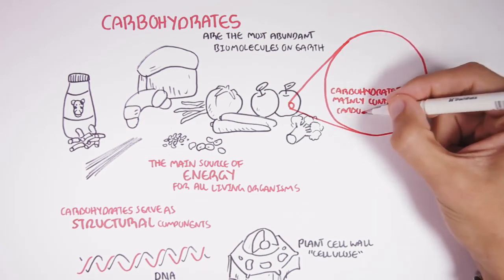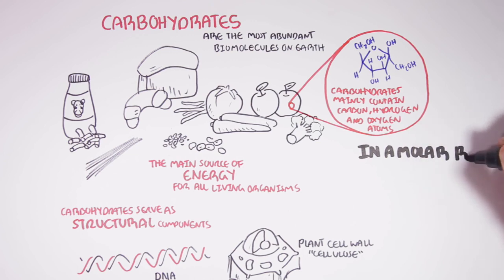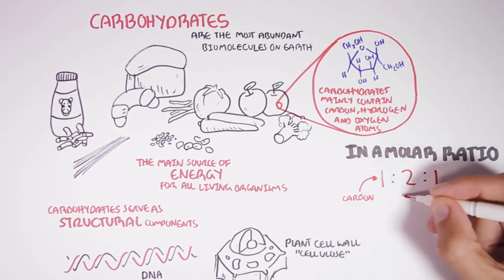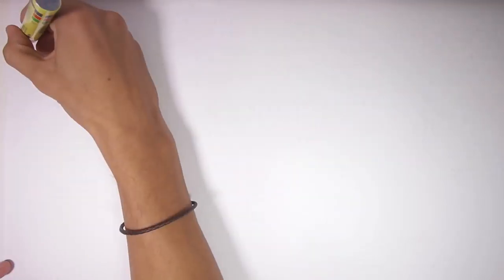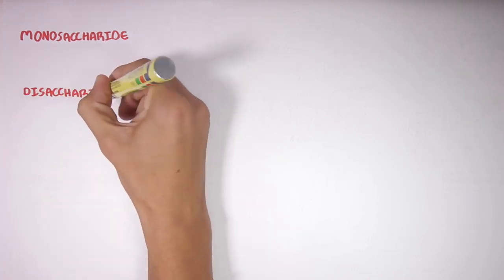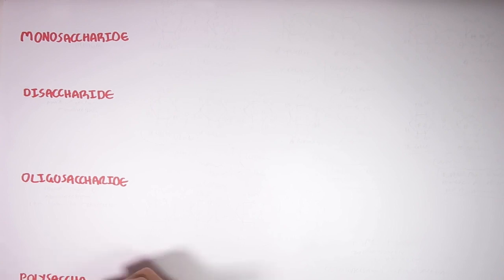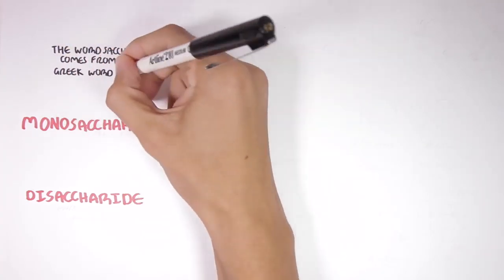Carbohydrates mainly contain carbon, hydrogen, and oxygen atoms in a molar ratio of 1 to 2 to 1: 1 carbon, 2 hydrogens, and 1 oxygen. Carbohydrates can be divided into 4 types. These are monosaccharides, disaccharides, oligosaccharides, and polysaccharides. The word saccharide is derived from the Greek word for sugar.